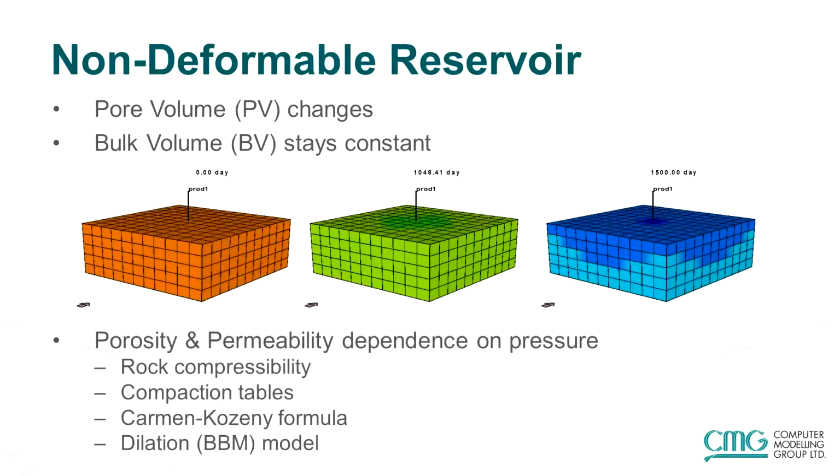Even in these models, we always use a basic geomechanical feature without even realizing it, and that feature is rock compressibility. So we always have rock compressibility, which ends up changing the pore volume of the rock based on the pressure. Sometimes we also use compaction tables, and sometimes we use the Kozeny-Carman formula, and sometimes, especially in thermal simulations, we use dilation models. So all these different models try and mimic your geomechanical features to some extent.